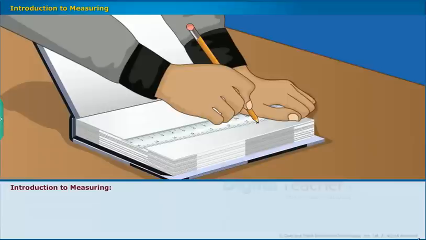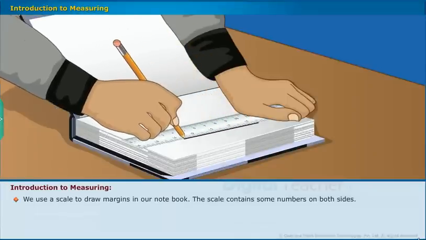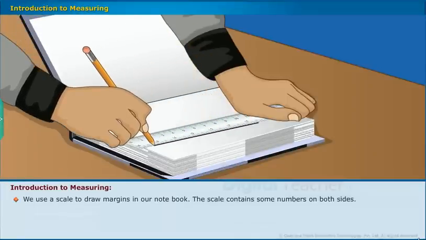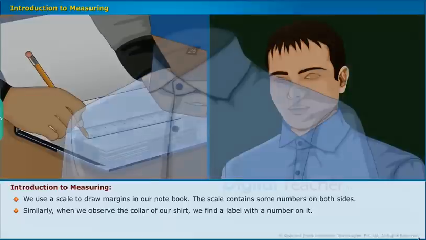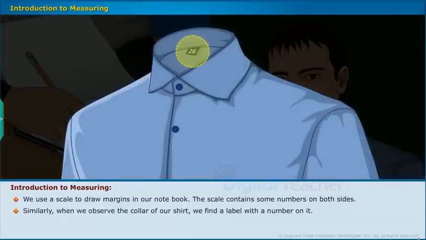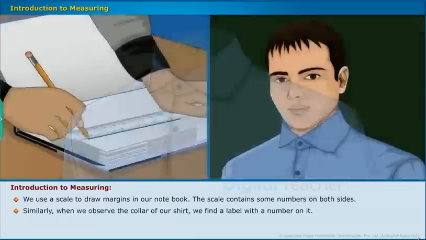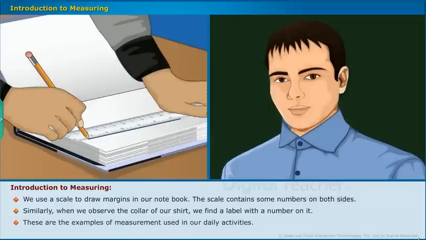Introduction to measuring. We use a scale to draw margins in our notebook. The scale contains some numbers on both sides. Similarly, when we observe the collar of our shirt, we find a label with a number on it. These are the examples of measurement used in our daily activities.